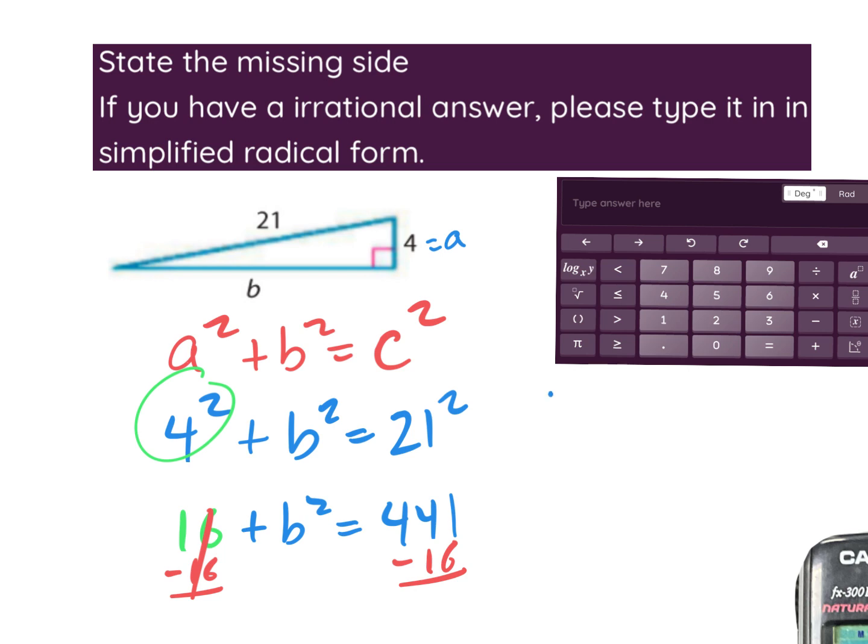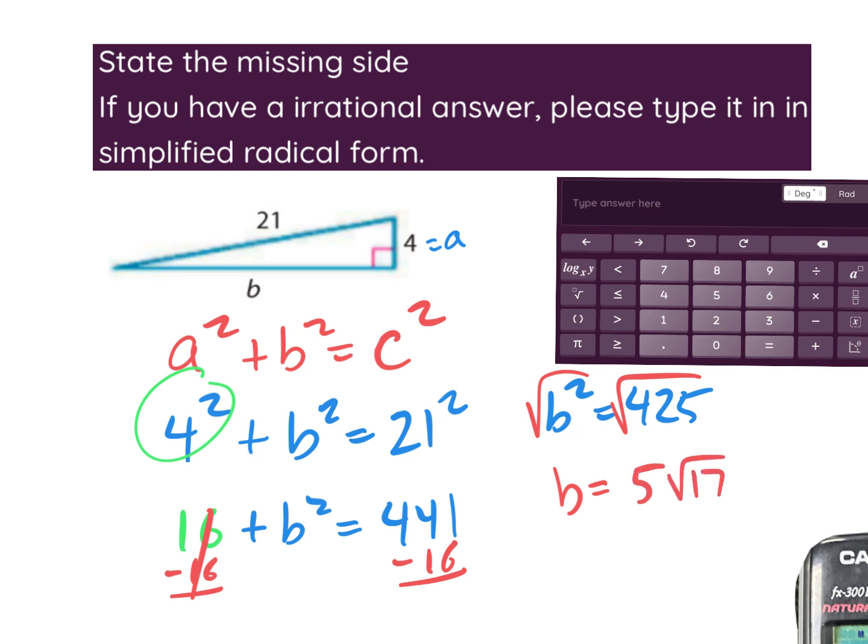So what I have, I'm going to rewrite over here. b squared equals 425. Okay? And now I need to get rid of the square. How do you get rid of something? You do the opposite. The opposite of a square is a square root. So b equals, normally we would put a plus or minus, but we know we're talking about the distance, and there's no such thing as a negative distance. So I'm not even going to bother with that plus or minus. And the square root of 425 on a calculator, hit the square root button, hit 425, and that gives us, as a simplified answer, 5 square root of 17.